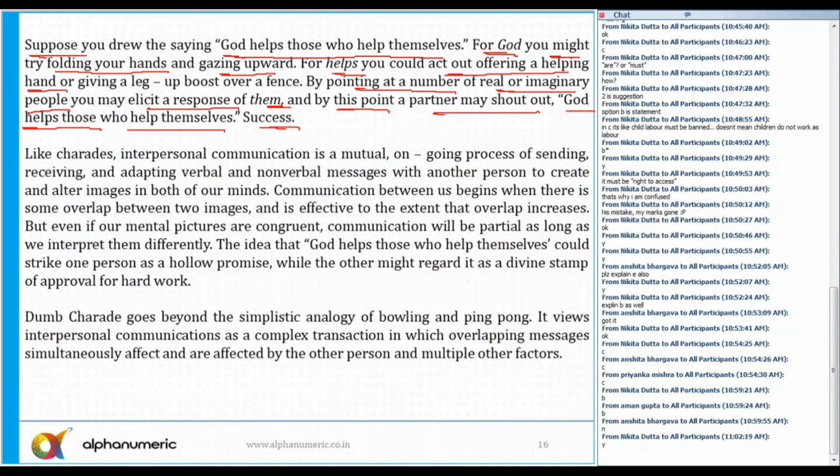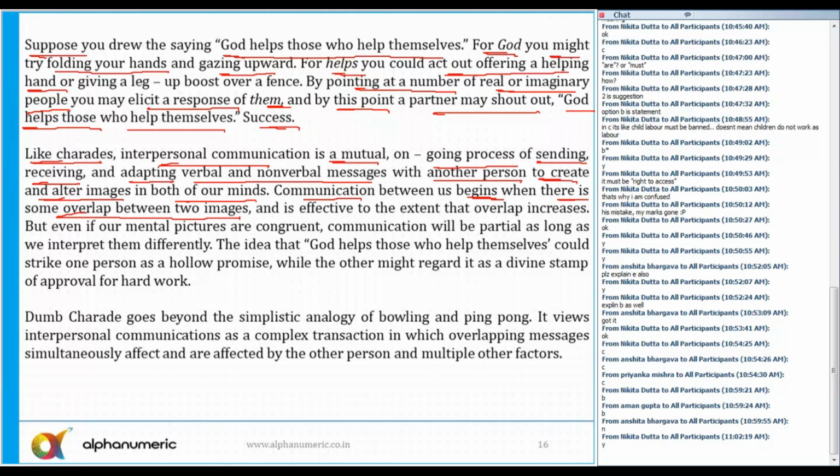Success. That means you are acting out and other people are trying to understand what you're trying to convey. And when that person understands, communication is successful. So just like charades, interpersonal communication is a mutual ongoing process of sending, receiving, and adapting. This is important. And adapting verbal and non-verbal messages with another person to create and alter images in both of our minds.